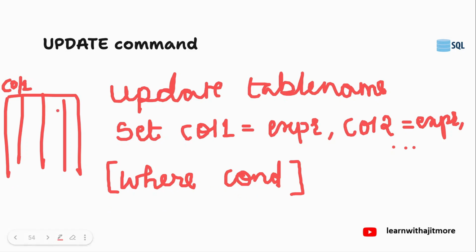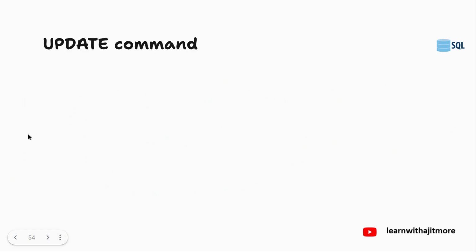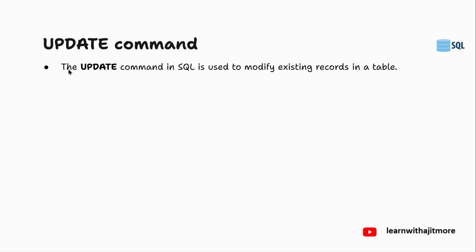And if you have given a condition, then only the records which are satisfying that condition, only for those records, the particular column value will be modified. Okay, so that is the syntax. It's quite simple syntax. So it is going to modify only those records which are satisfying that condition. And if you don't give that where clause and the condition, it is going to modify all the rows. Okay, alright? So what does update do? I hope you got it. Update is used for modifying values in the table.